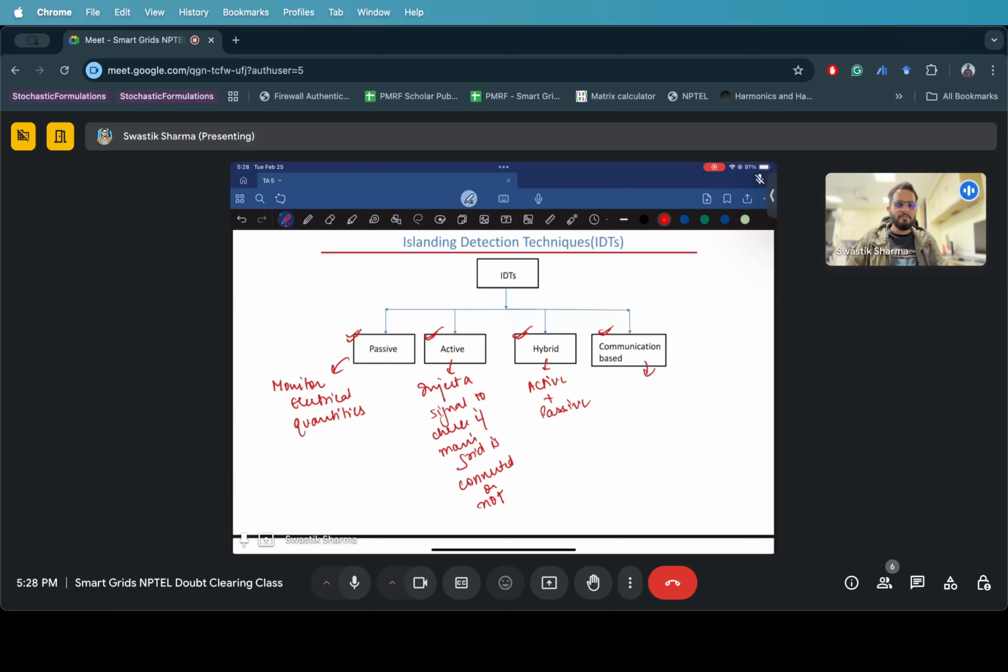Last is communication based. All this discussion about smart grids is about interoperability, right? Interoperability means the exchange of information between different devices. So if we can use some kind of communication infrastructure, for example, a relay which can talk to a different relay, or a trip circuit breaker that is able to talk to a different circuit breaker to tell whether islanding has happened or not, that is also being employed in today's context. We'll talk about this as well. Interoperability.